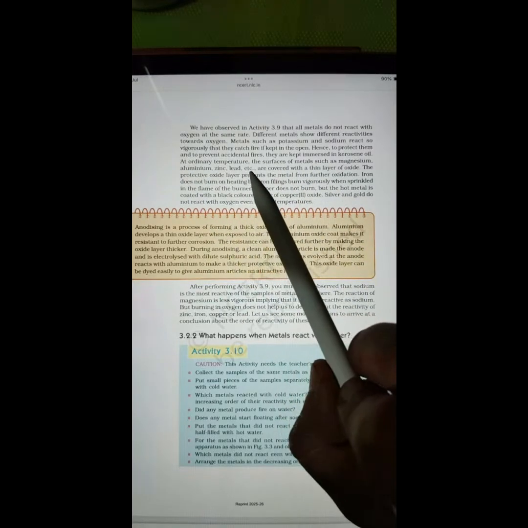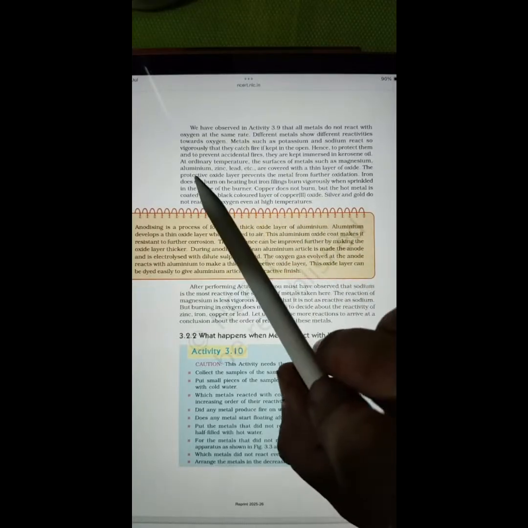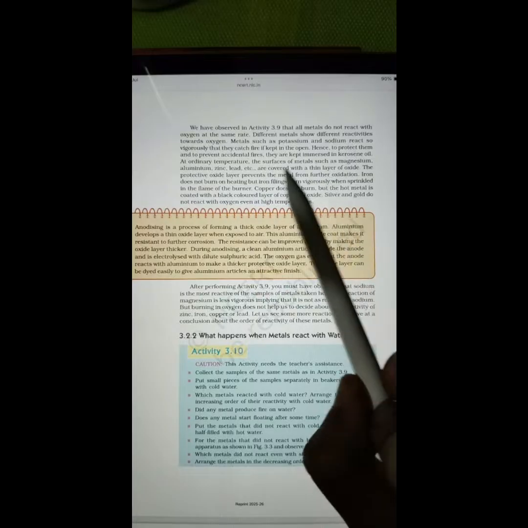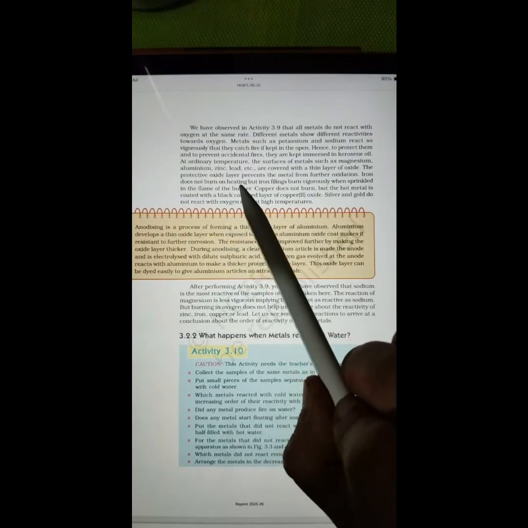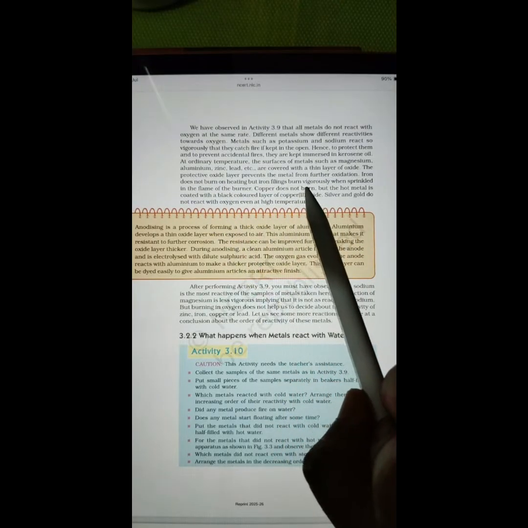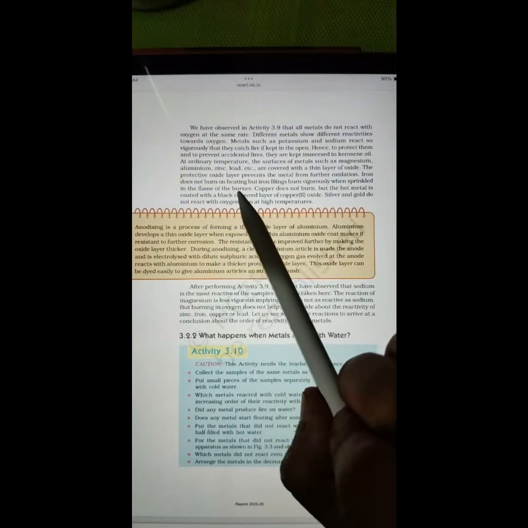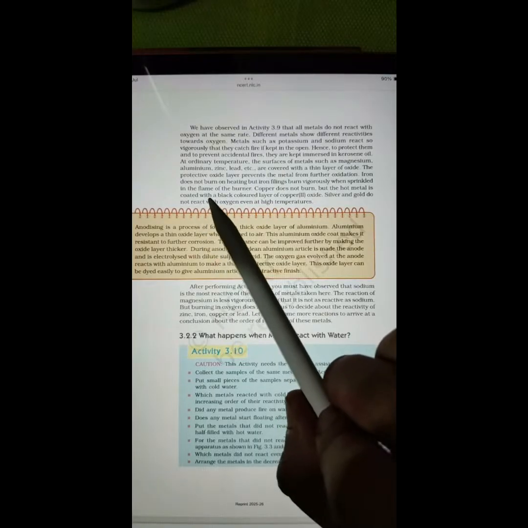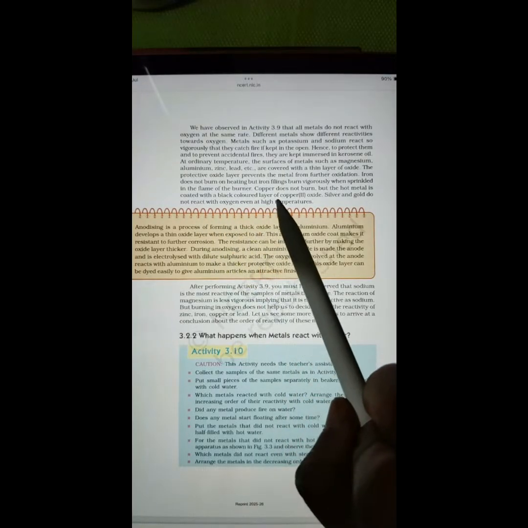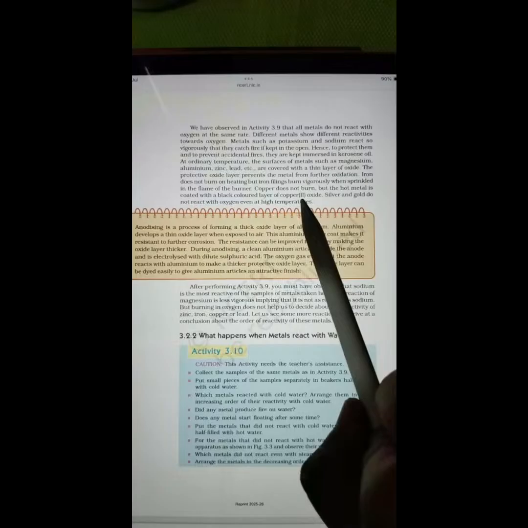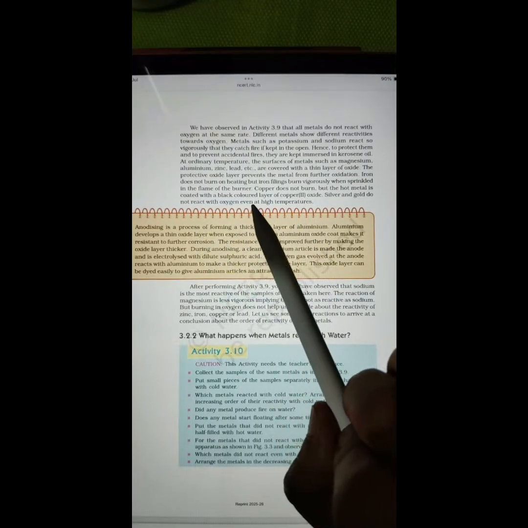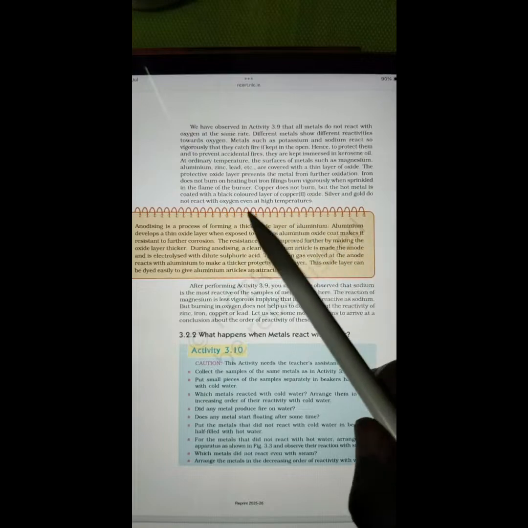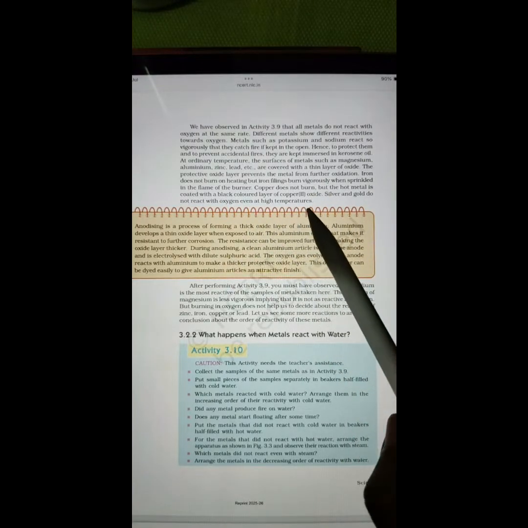At ordinary temperature, the surface of metals such as magnesium, aluminium, zinc, lead, etc. are covered with a thin layer of oxide. The protective oxide layer prevents the metal from further oxidation. Iron does not burn on heating, but iron filings burn vigorously when sprinkled in the flame of the burner. Copper does not burn, but the hot metal is coated with a black colored layer of copper oxide. Silver and gold do not react with oxygen even at high temperature.